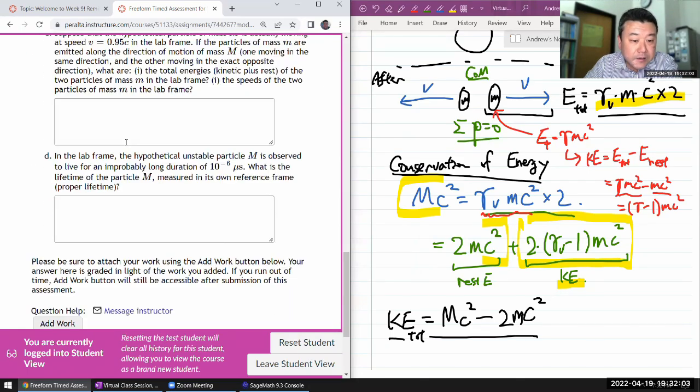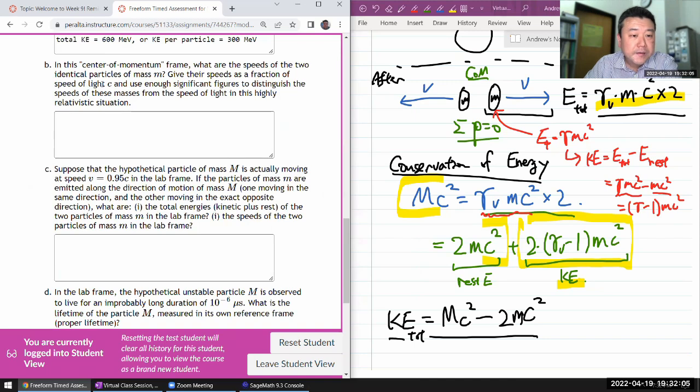11 minutes. Okay, I gotta go faster. In this center of momentum frame, what are the speeds? Oh, so this is a kind of a fun one.